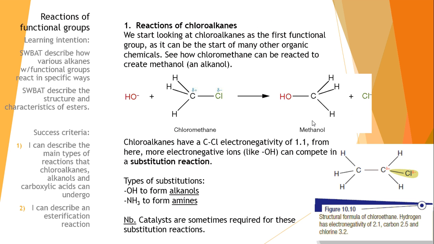So let's begin. Number one, chloroalkanes are the first one we're looking at because they're the most basic after alkanes. After alkanes, you can do a substitution with chlorine gas and form chloro something. So, for example, here we have chloromethane. And chloromethane can be reacted to create an alcohol or an alkanol. So chloromethane can be reacted to form methanol.